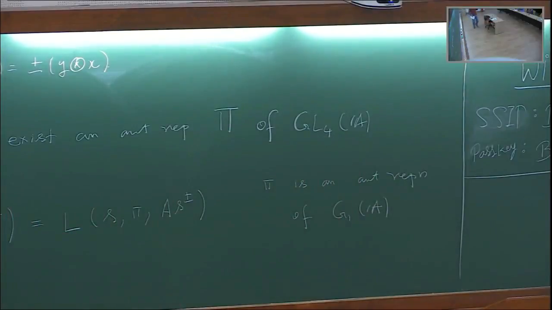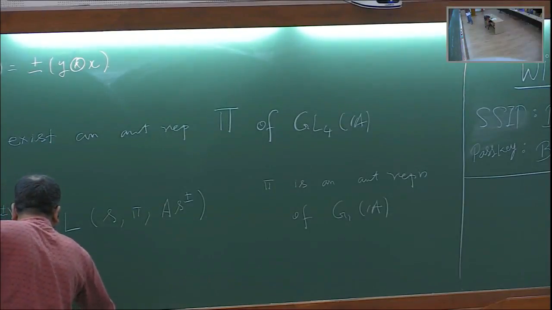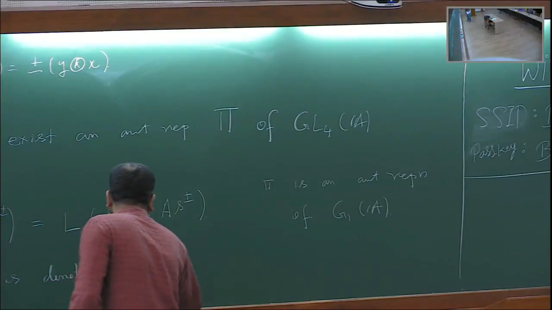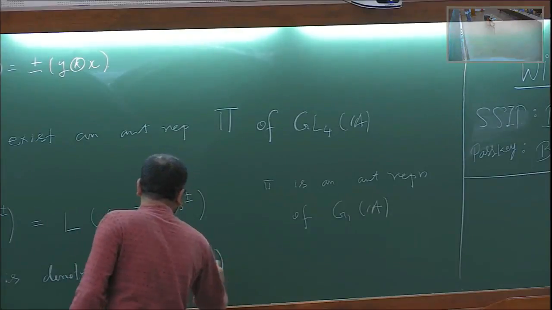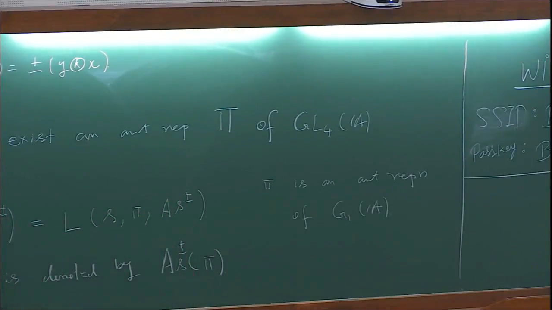So basically, this capital Pi is what we call the Asai plus or minus transfer. Actually, I should really have two. This capital Pi is denoted by Asai plus minus of pi, of little pi. So from now on, we want to use capital Pi.